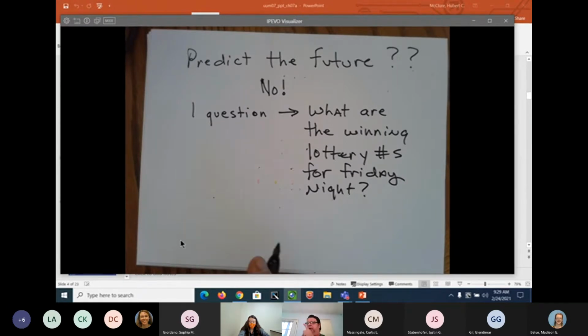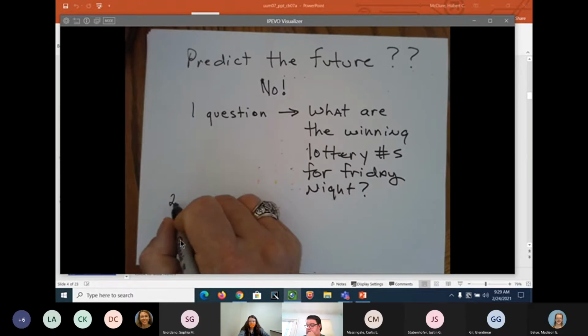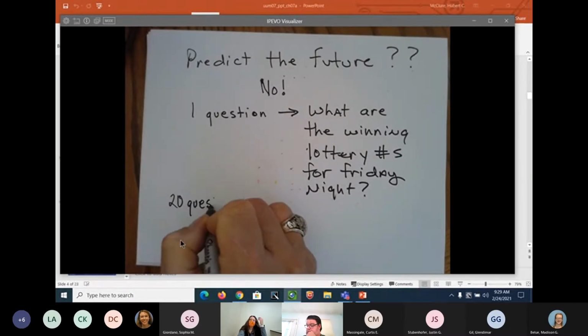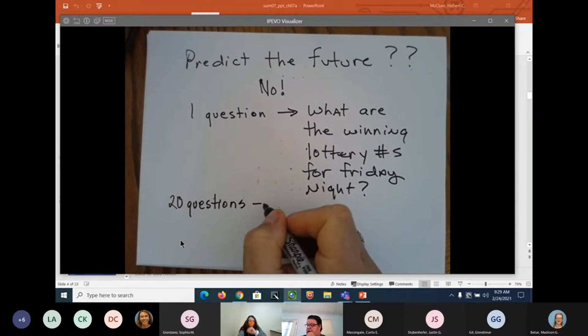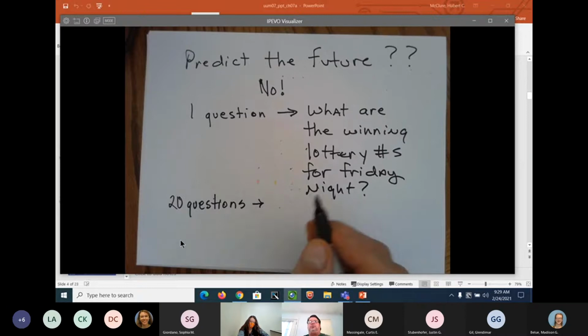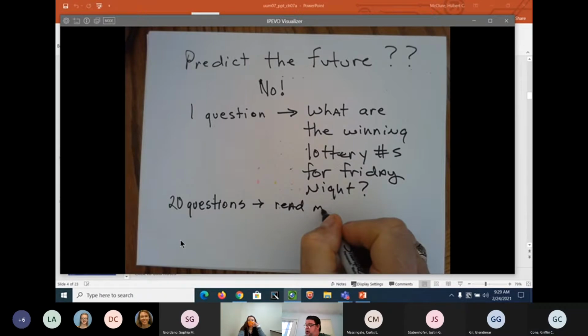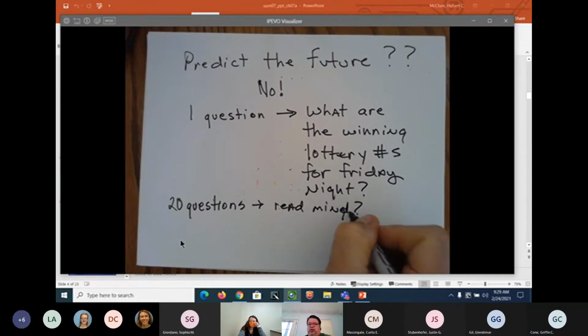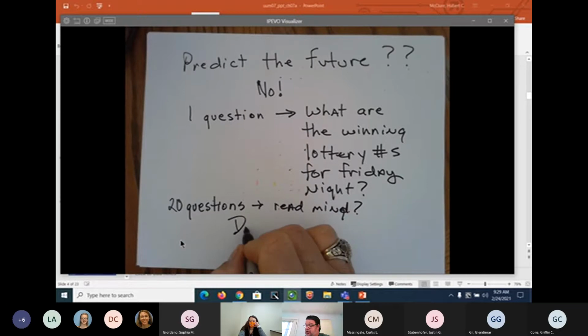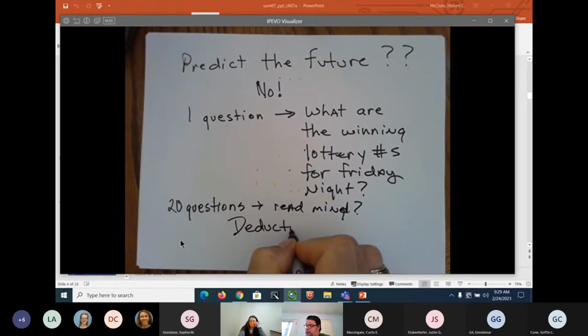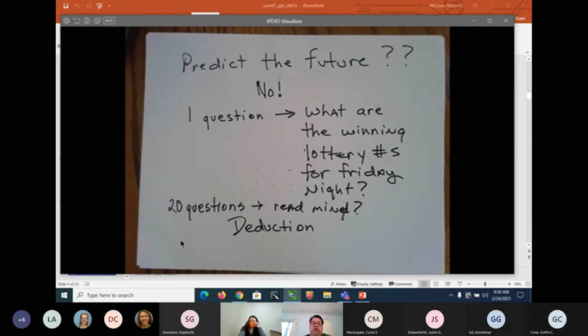How many of you have ever played 20 questions? I have. Tell me, explain to the class, because I guarantee you somebody in here hasn't played it before. Tell them how do you play 20 questions? You and another person just ask 20 questions in a row just to get to know someone better. Does that mean that you can read the other person's mind? No, sir. Okay, you can't read the other person's mind. Well, how do you win? It's called what? It's called deduction.